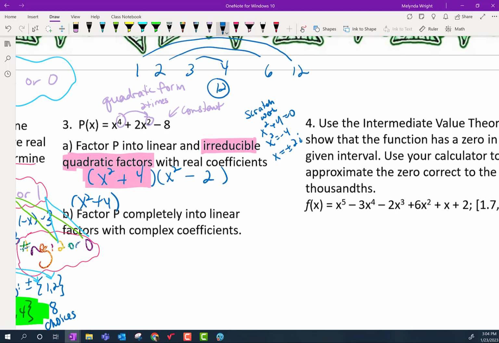X squared minus 2 is not irreducible. So let's keep our scratch work. So I've got x squared minus 2 is 0. X squared is 2. X is plus or minus the square root of 2. That's a real number. That's real. So I can factor this one into x plus root 2, x minus root 2, and I've done exactly what they've asked me to, which is factor into linear and irreducible quadratic factors.